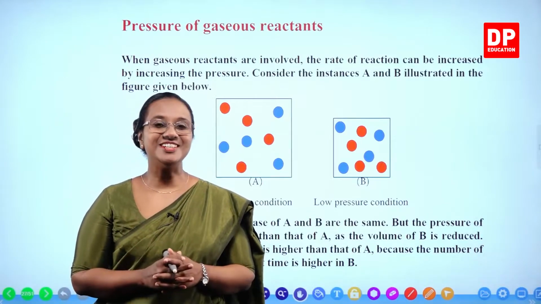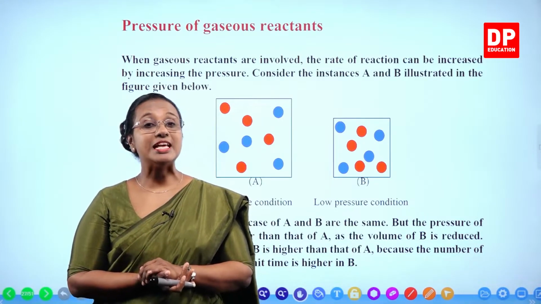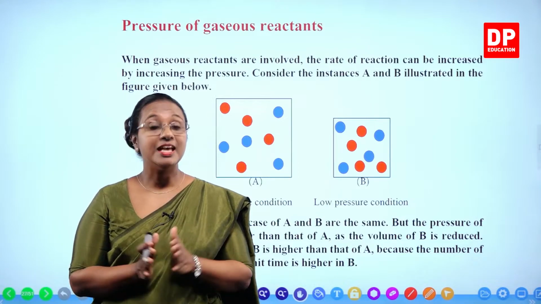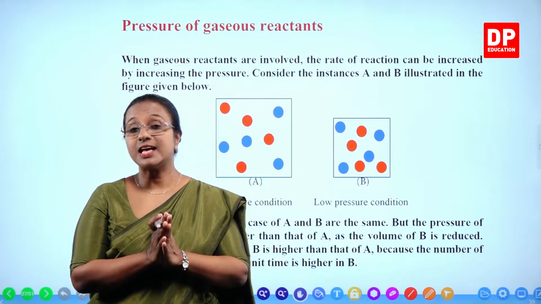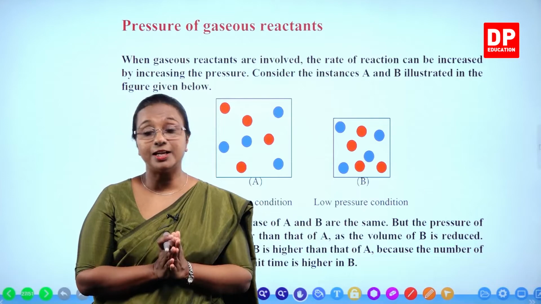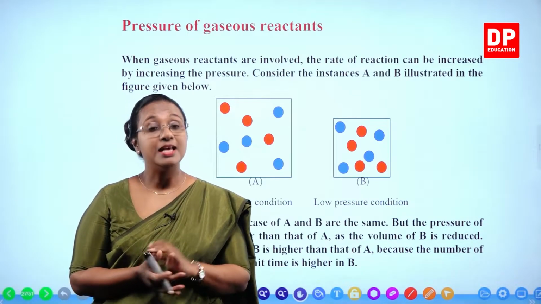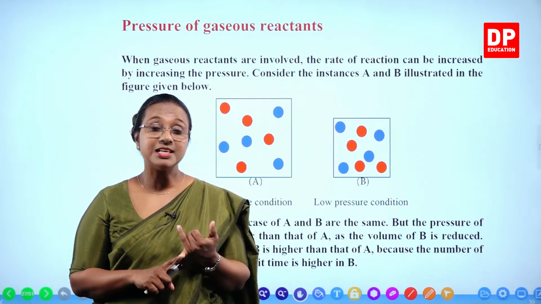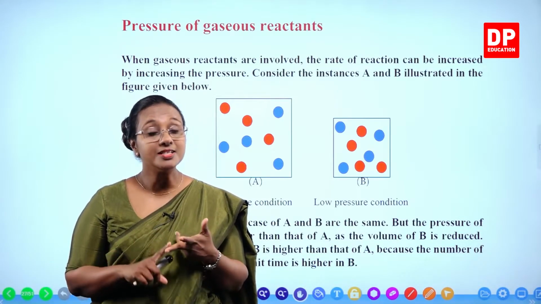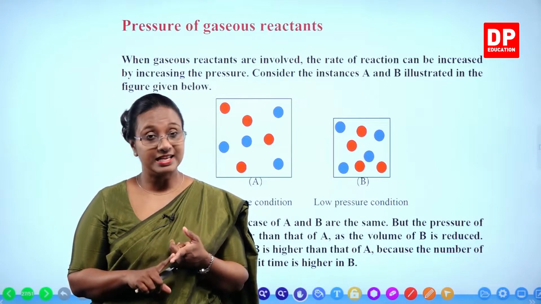Hello my dear students. I am going to continue the lesson on rate of reactions. In the previous chapter we discussed some factors that affect the rate of reaction. You all know there are 4 factors. What are they? The surface area of reactants, the temperature, the concentration of reactants and catalyst.